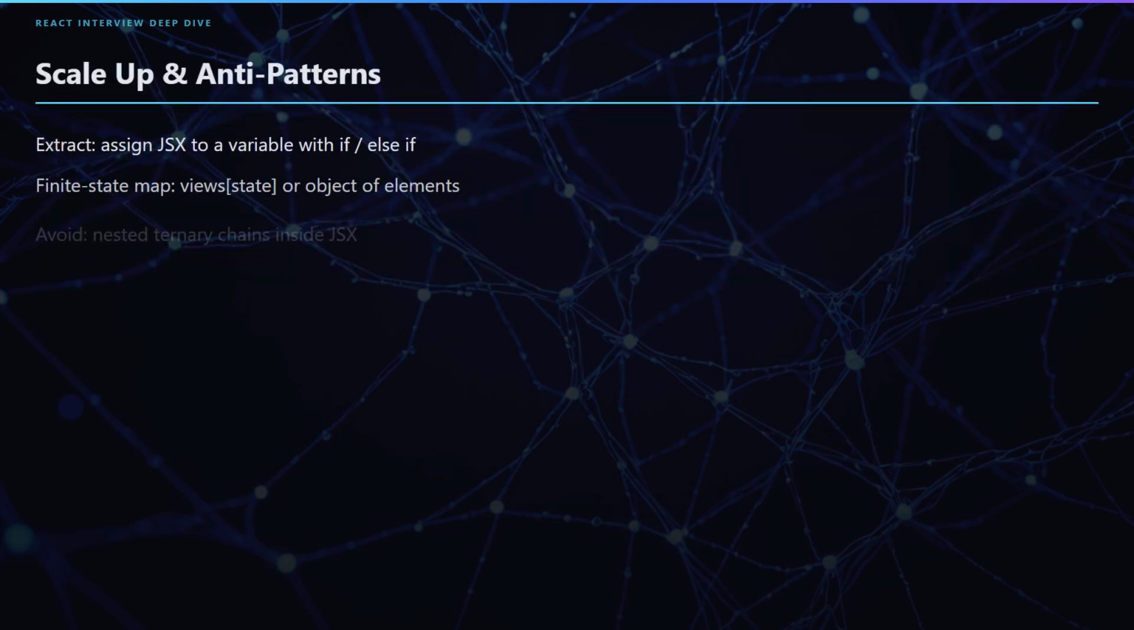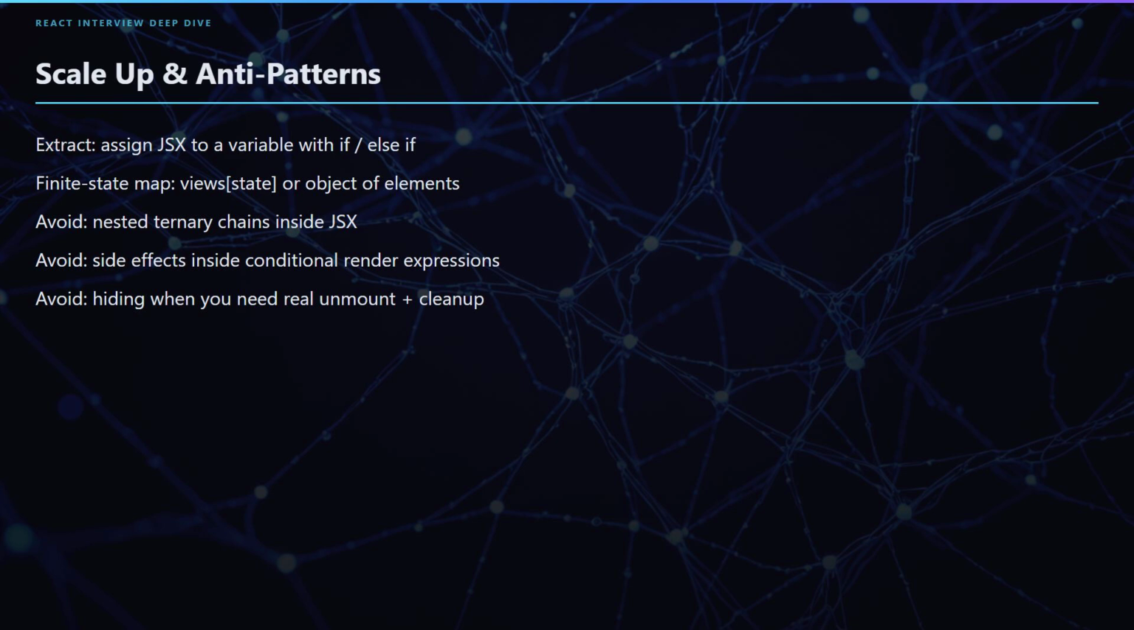For messy combinations of states, pull logic out of JSX, assign to a variable with if and else if, or use a small object or map from a finite state key to the element you want. That pattern scales better than nested ternaries.